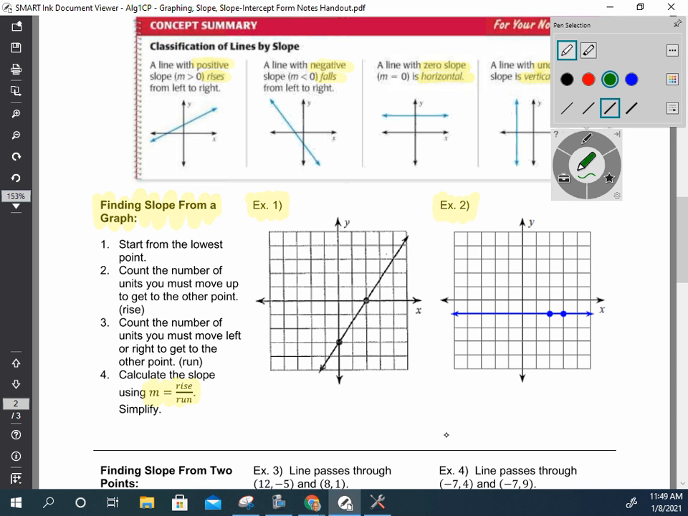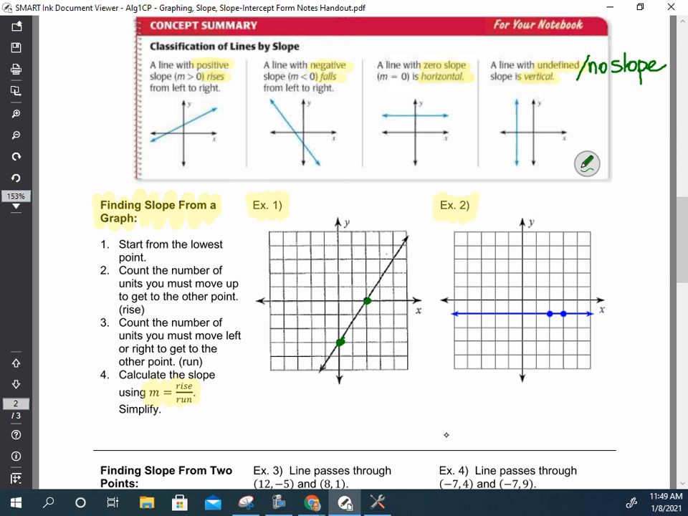So for example 1, you have 2 points on the graph. Start from the lowest point. Count the number of units you have to move up to get to the other point. So if I start from the lowest point, how many spaces do I have to count up? 3 spaces. So 1, 2, 3.